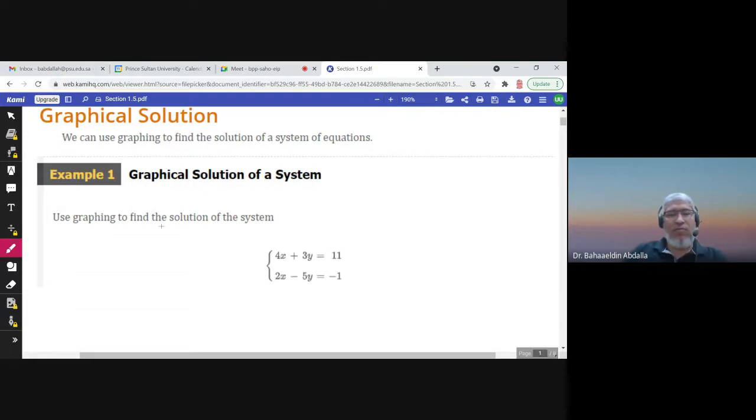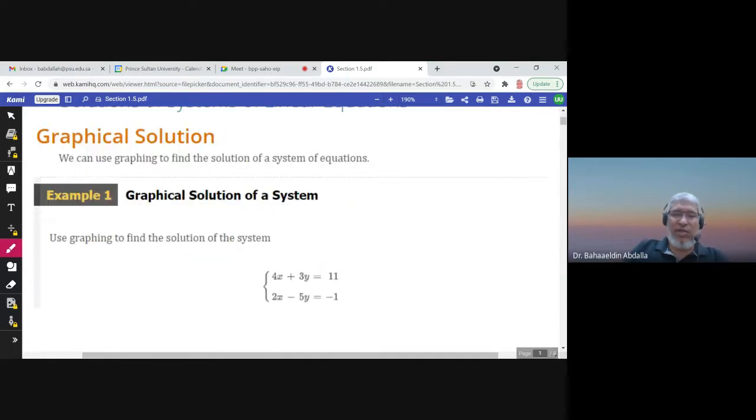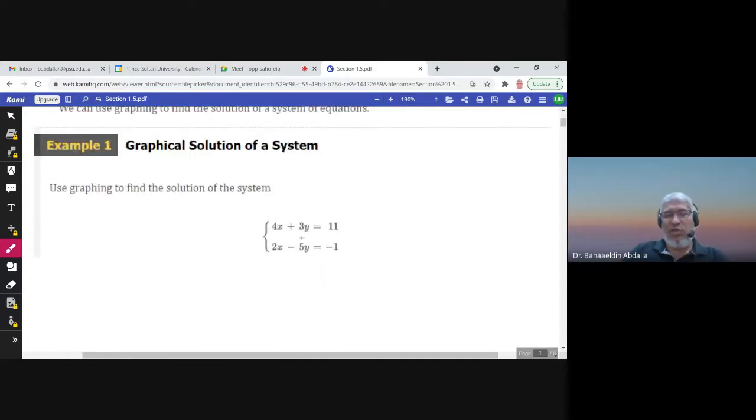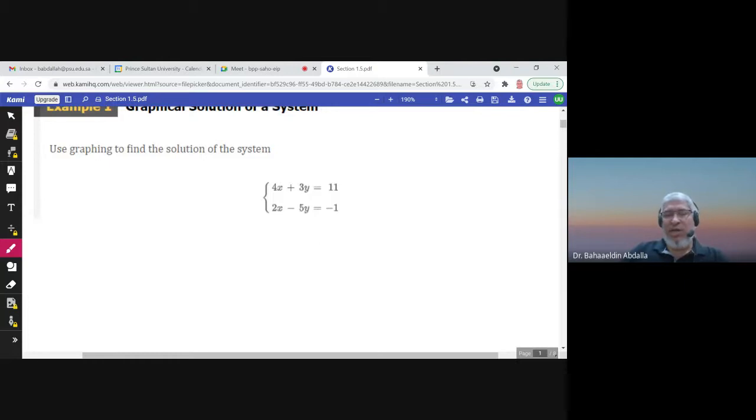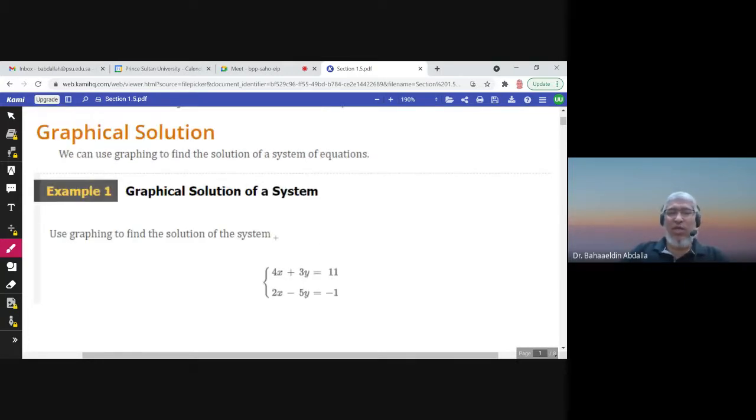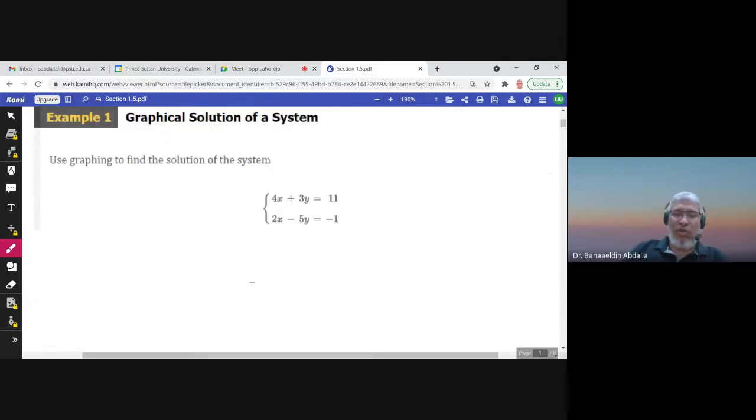Well, this is an example. Use graphing to find the solution of the system. So usually we talk here about linear equations. So we will have two linear equations. The graph of the first equation would be a straight line, and the graph of the second equation would be a straight line. And the point of intersection would be the solution of the system because it will satisfy both equations. If you remember, to graph the two equations, first let us start with the first one.